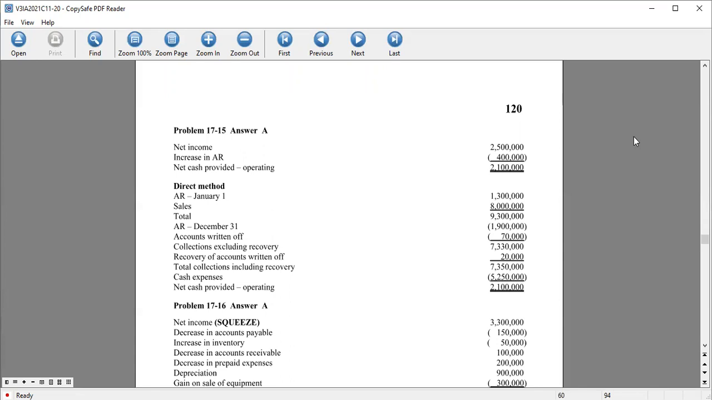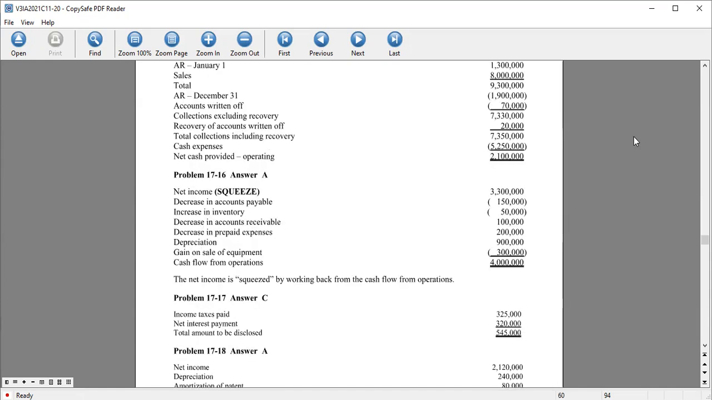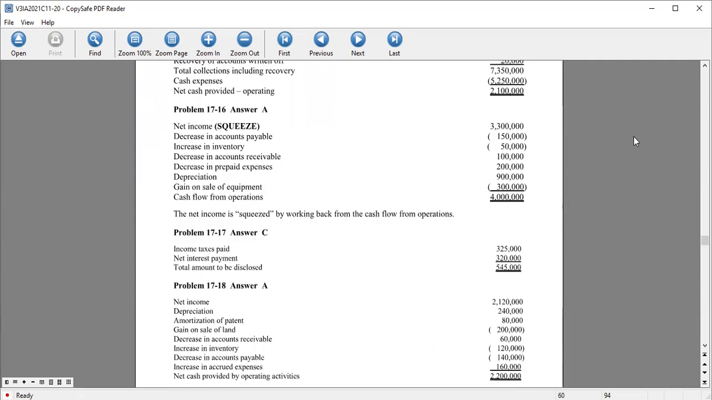And we have the cash expenses. We now have the difference as the net cash provided by operating activities, which is equal to the amount using the indirect method. So that the answer to number 15 is 2,100,000. Then we go to number 16.